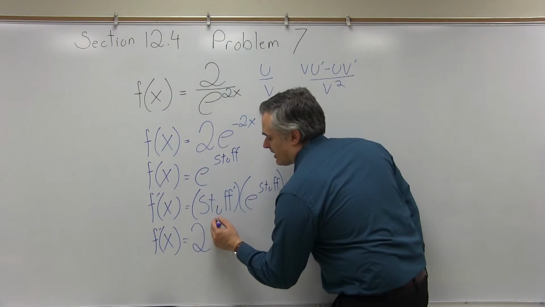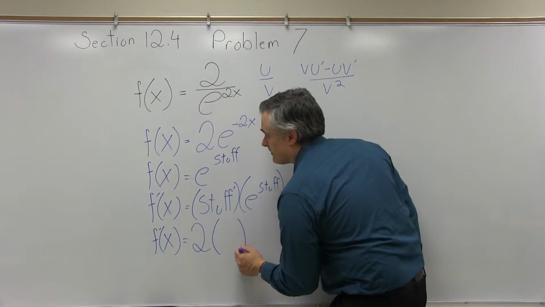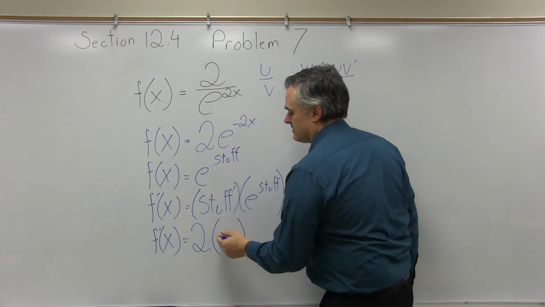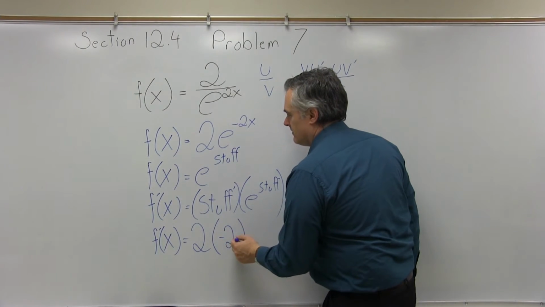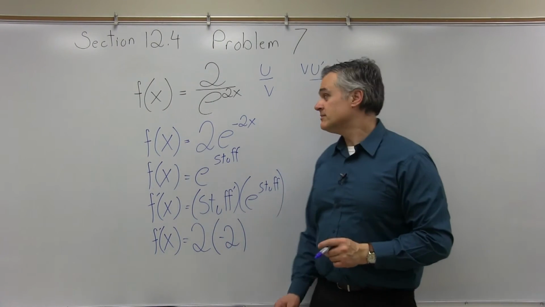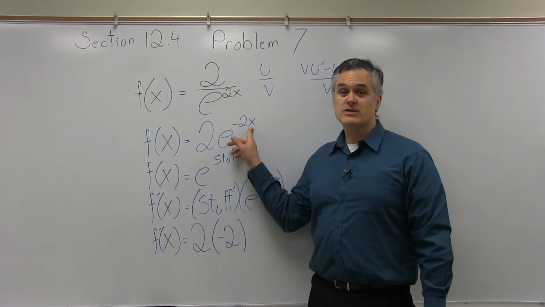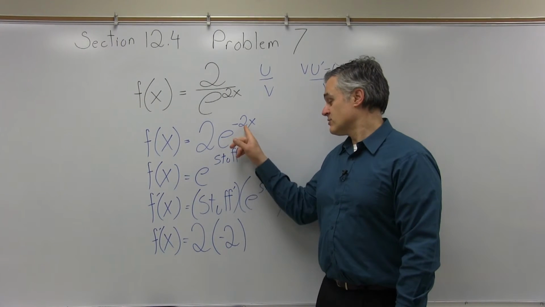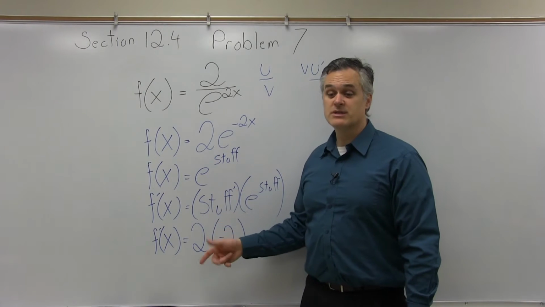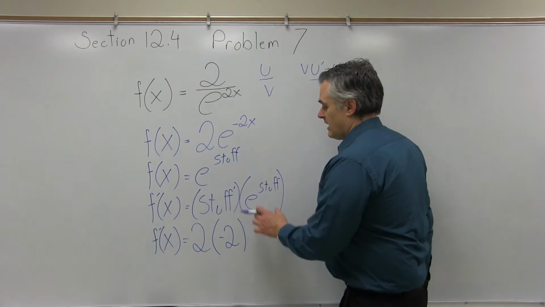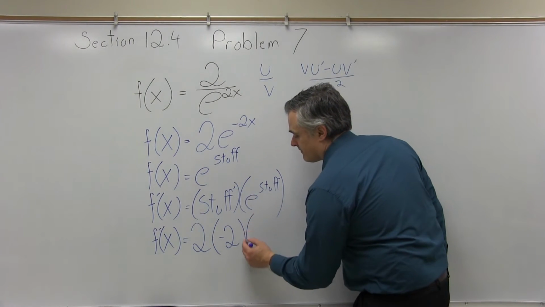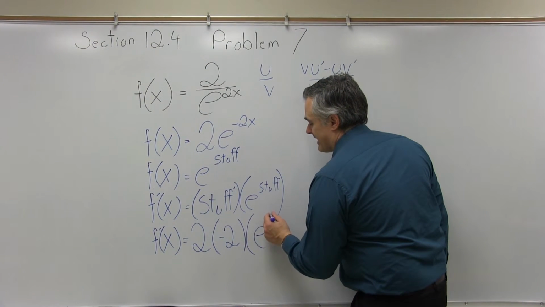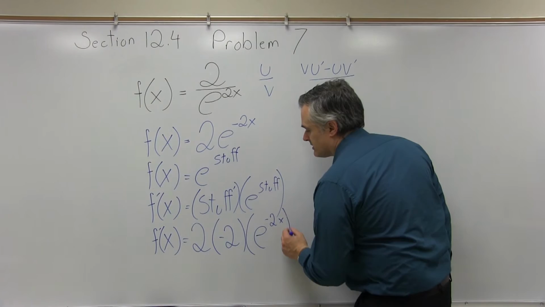Next piece is stuff prime. So the stuff is negative 2x. Stuff prime would be negative 2. Again, because my x is just to the first power, the derivative is whatever the number in front of the x is, which is negative 2. So again, you have to include the sign. Don't lose the negative. And then times e to the stuff. So the e to the stuff is e to the negative 2x.